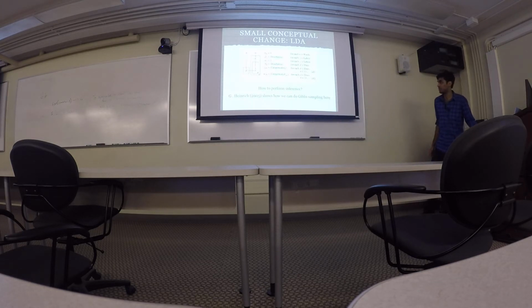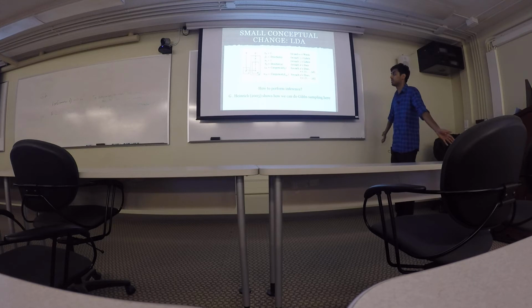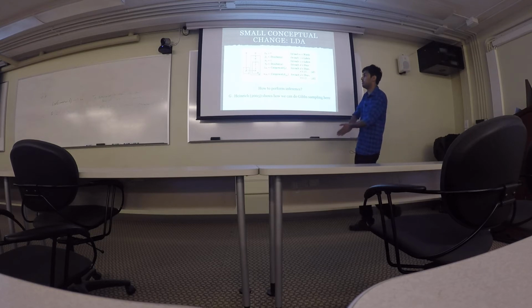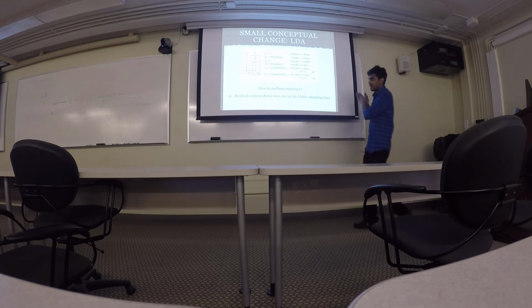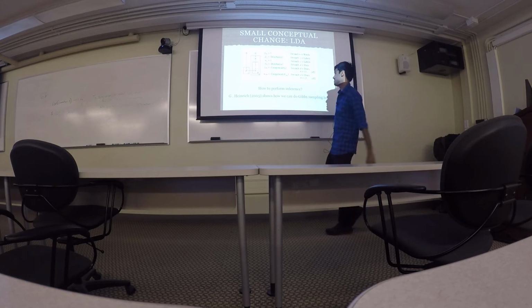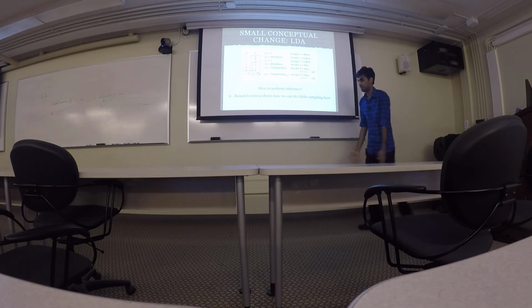Well, the question remains the same. How do I perform inference? How do I take advantage of the labeled documents that I have? The model has changed a little bit. Does that mean the inference has to change a lot or a little bit? I'm not sure. So again, thankfully, Heinrich has a paper to show how we can do Gibbs sampling for LDA.